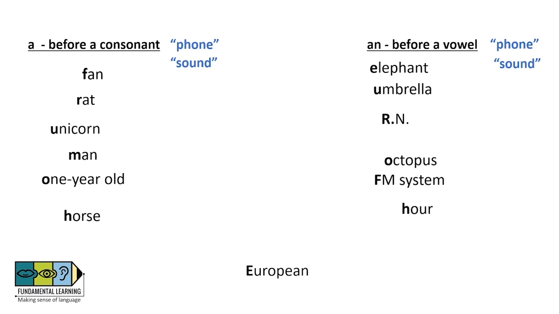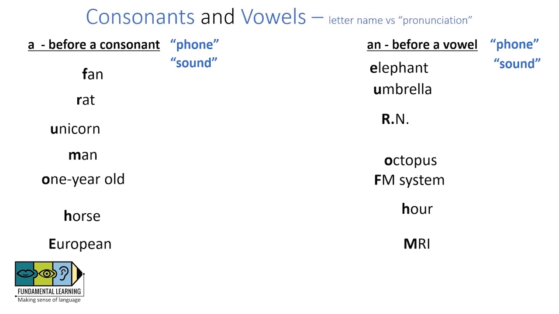It's a letter E, but when I pronounce this word again, European, that's a consonant phone. So I would say a European, like a European vacation rather than an European. Same thing. The letter M starts with a vowel, MRI. So when we're thinking about consonants and vowels, we need to be sure, are we talking about a letter name or are we talking about a pronunciation?